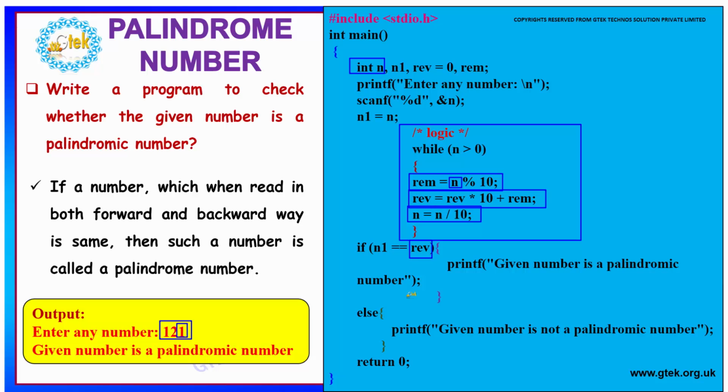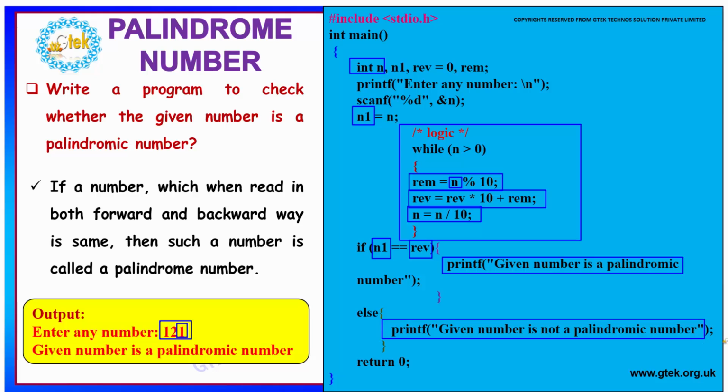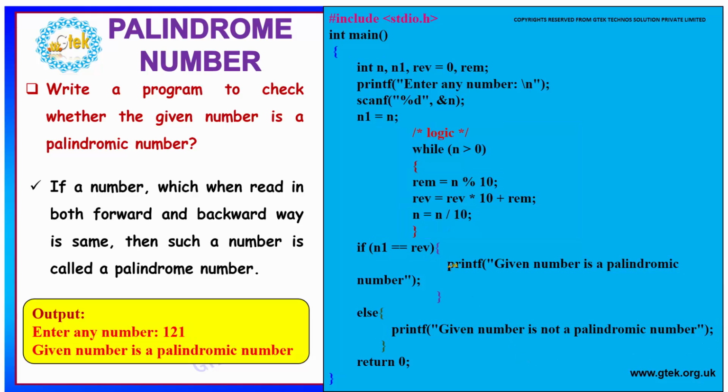So now we are comparing our initial number, that we have stored, and the reverse number. If these two are equal, then the given number is a palindromic number. Else, if both numbers are different, then the number is not a palindromic number. So this is the simple logic behind finding whether a number is a palindrome or not.